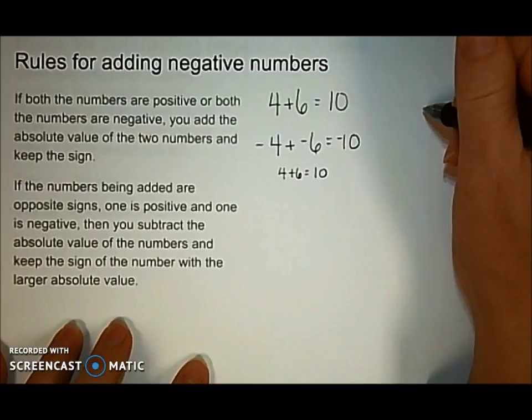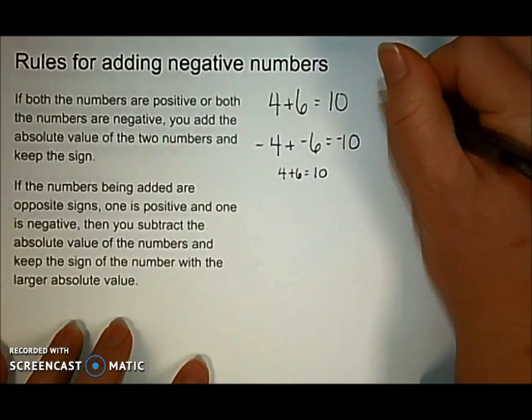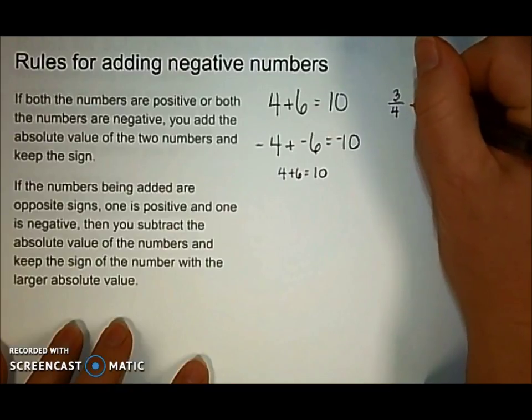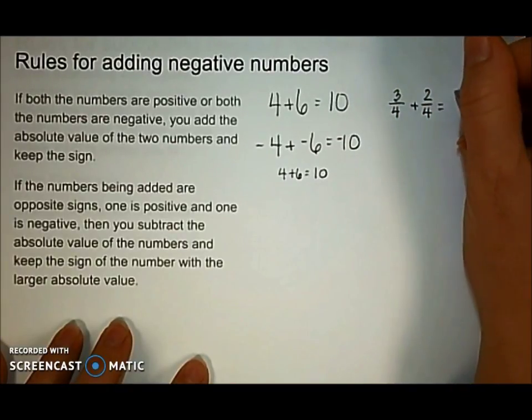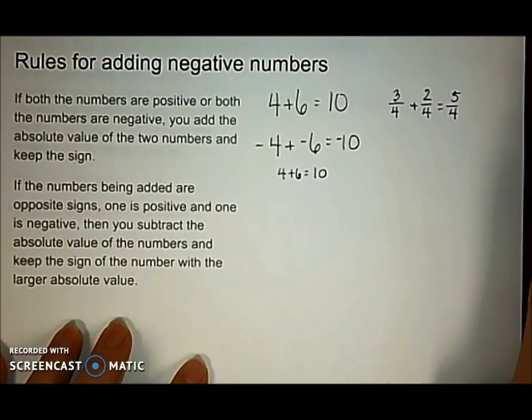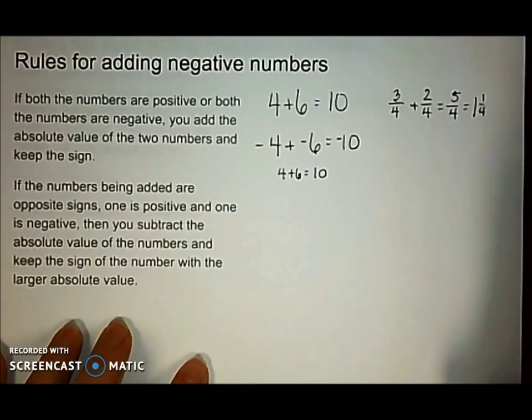I can also do this with rational numbers. If I had 3/4 plus 2/4, I would just add them and get 5/4, or I could also say that that is 1 1/4, and it's all positive, and I just add it together.